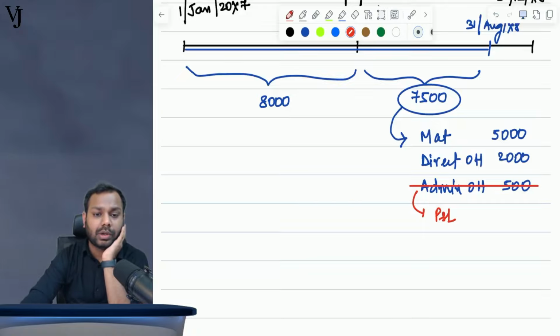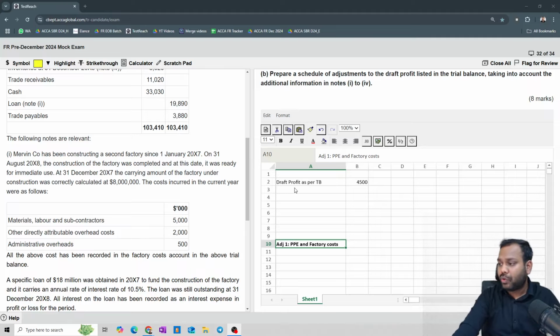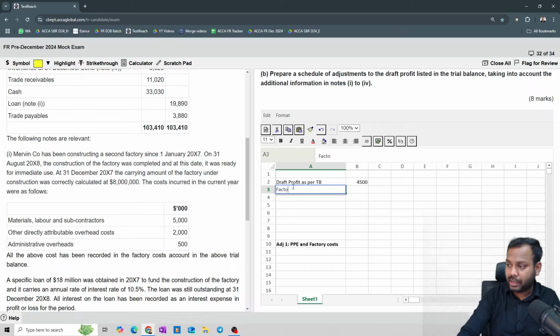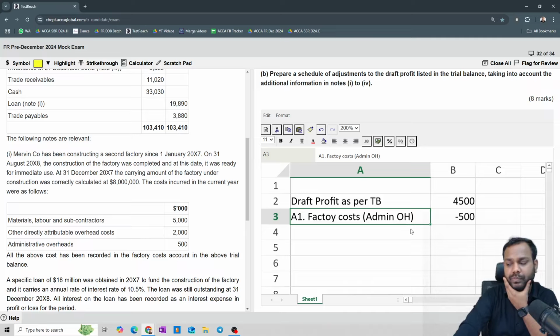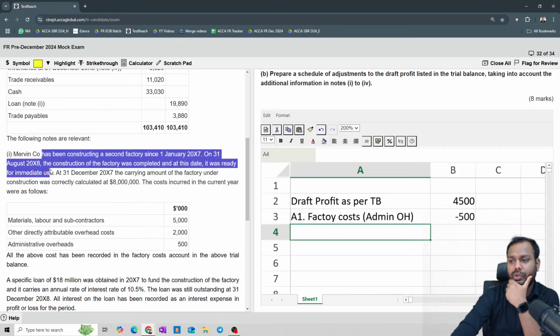Now coming back to the question. So see here, I will reduce from here. So right here, factory costs, admin overheads. Adjustment number 1, A1, so minus 500. Is that clear, everyone? Tell me, guys. Okay, now this is sorted.